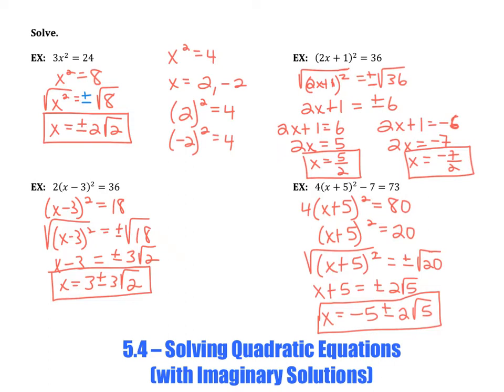The square root of the quantity squared is just the quantity, in this case x plus 5. And when I simplify the square root of 20, I get 2 root 5. And then finally, I need to subtract 5 from both sides. So final answer is x equals negative 5 plus or minus 2 root 5.